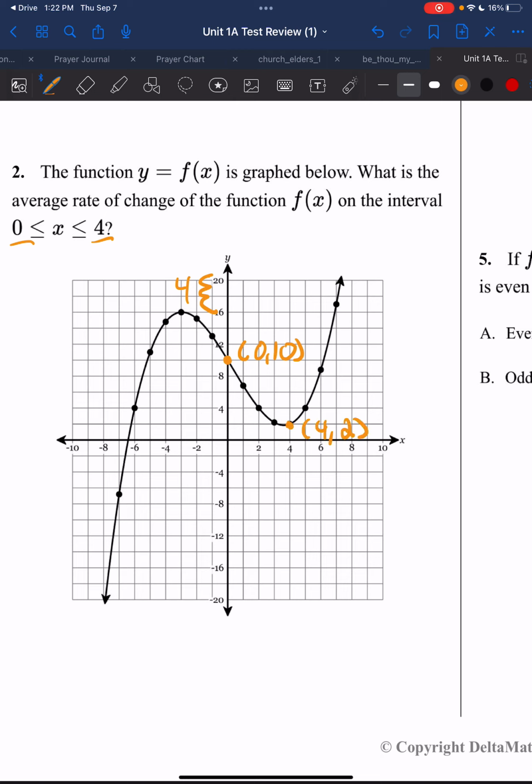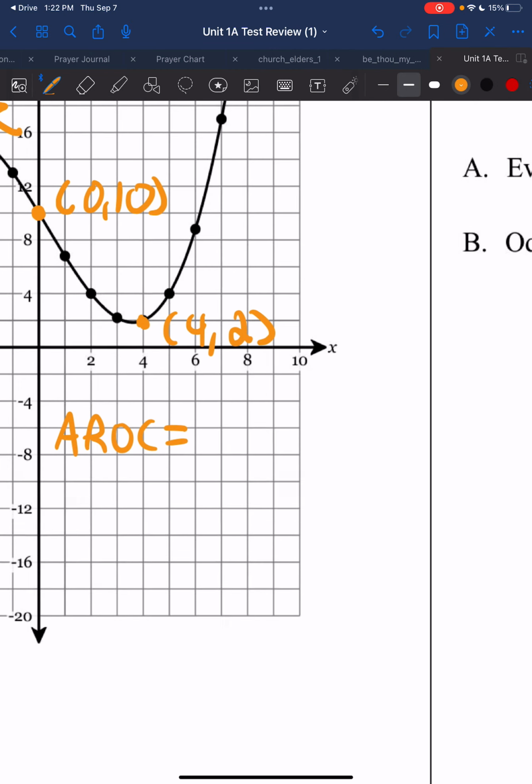So if your answer doesn't look like mine, it's probably because you didn't pay close attention to what the interval is, like what the y scale is. So using that, I'm just going to write that the average rate of change is equal to, let me zoom in a little bit, delta y over delta x, which is 2 minus 10 over 4 minus 0, which is -8 over 4, -2. So my average rate of change here is -2.